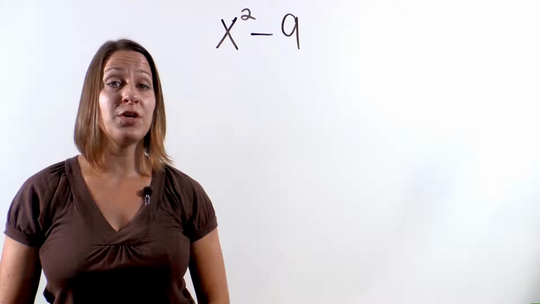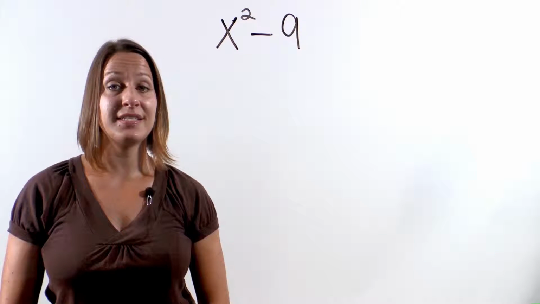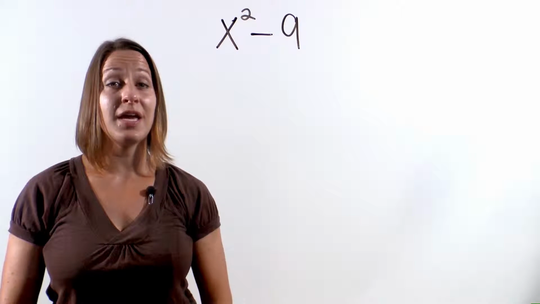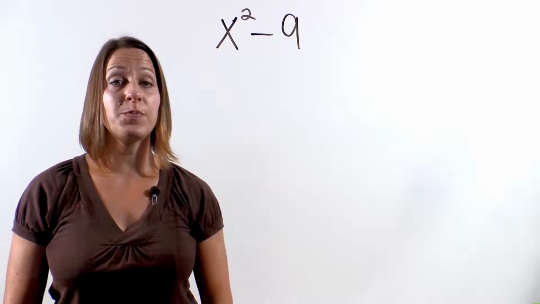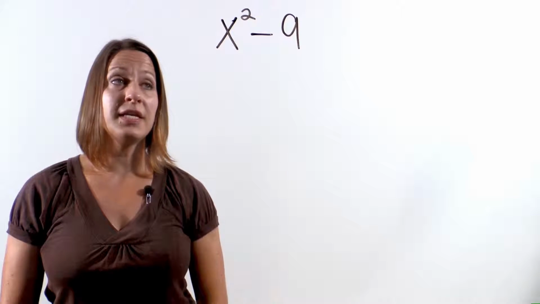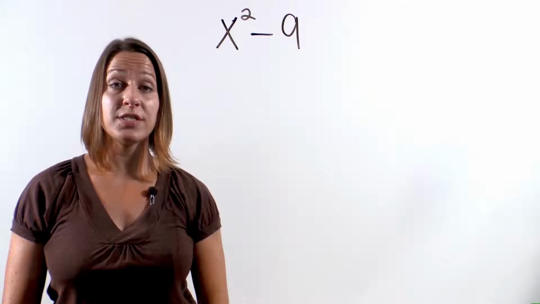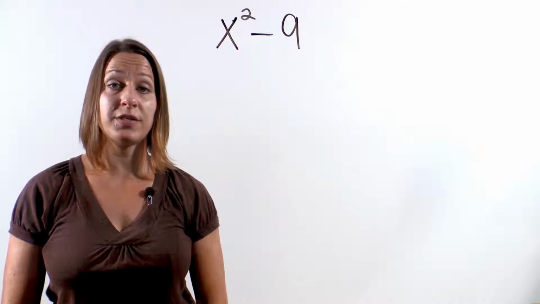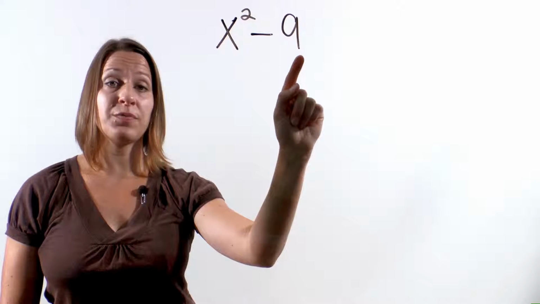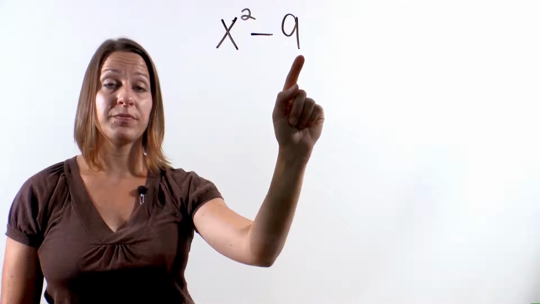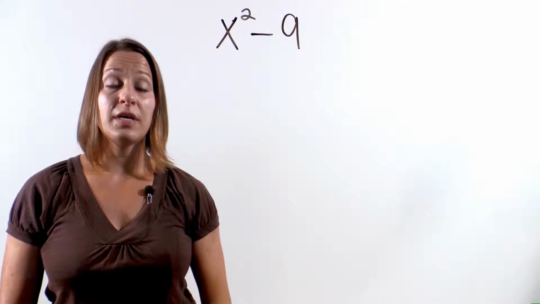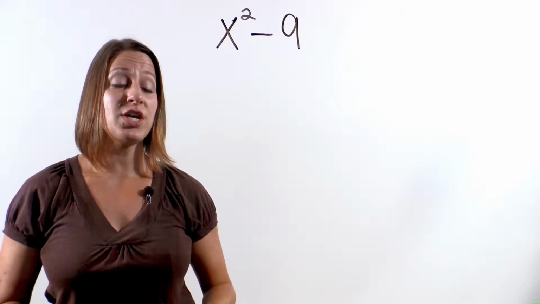First, let's look at the binomial x squared minus 9. This is considered a difference of squares, and let me explain why. The first part, difference, is because of this subtraction sign. Next, difference of squares represents perfect squares. So, is the first term and the last term a perfect square? Numbers that are perfect squares, when you take the square root of them, produce a whole number. So let's check these.